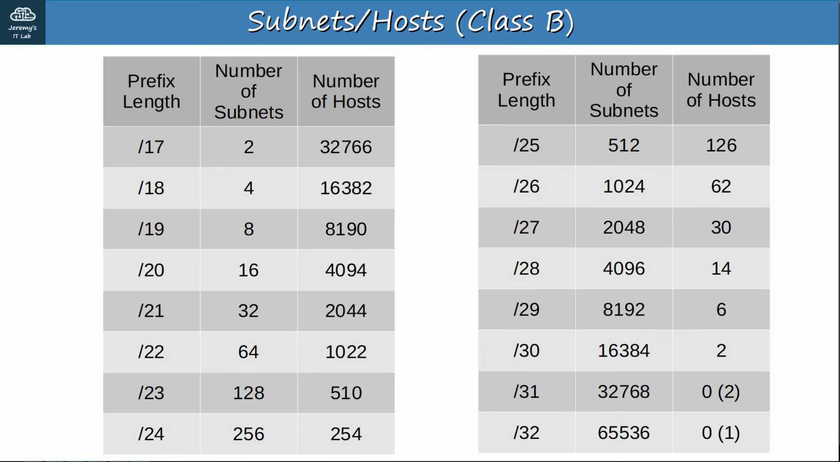Just know the patterns. For each borrowed bit, the number of subnets doubles. 2, 4, 8, 16, 32, etc. For each host bit, the number of addresses in each subnet doubles. However, you have to subtract 2 to identify the number of usable host addresses. As I said, don't memorize this. Just know these patterns so you can calculate these when you need to.